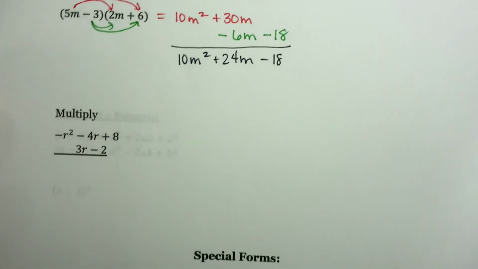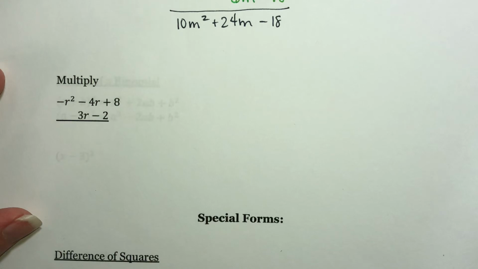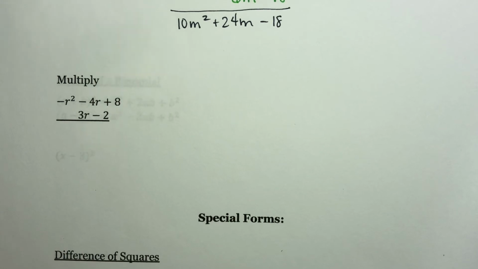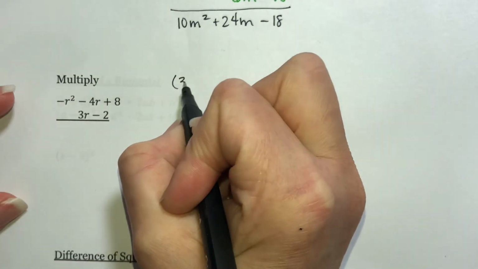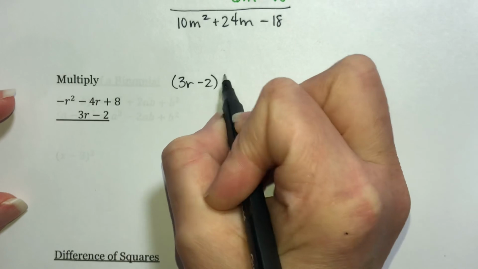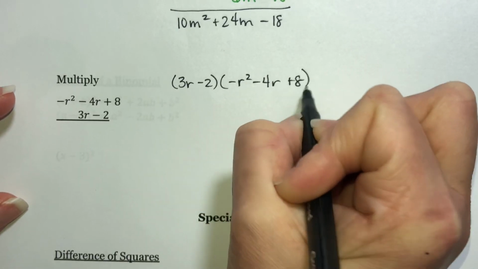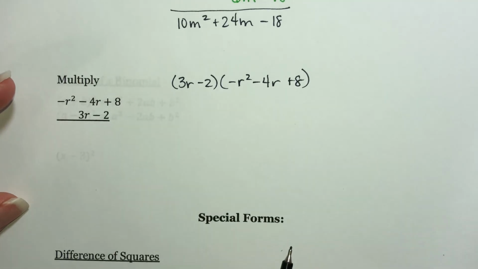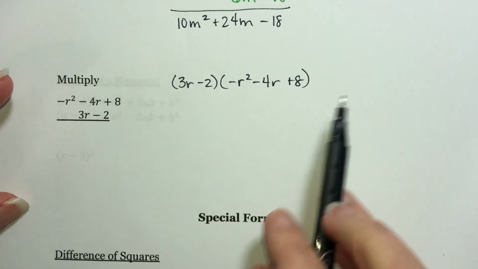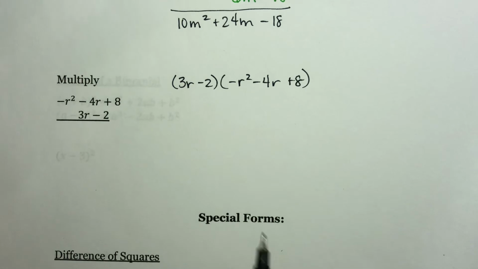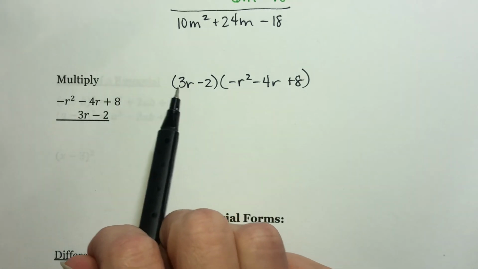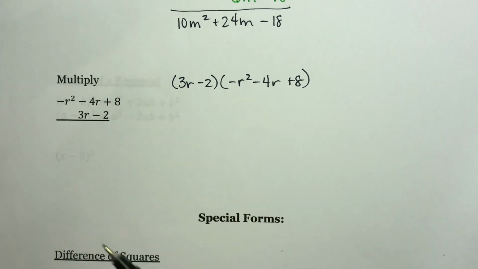Okay. Now, this problem, the multiplication vertically written. I'll be perfectly honest, most people don't like this. And if you don't like this, you can always rewrite this as 3r minus 2 times negative r squared minus 4r plus 8 and work it the same way we did before. Now you could put this one first. You're just going to have more distribution steps. I always put the smaller polynomial, the one with the fewest terms, first, but it's preference.